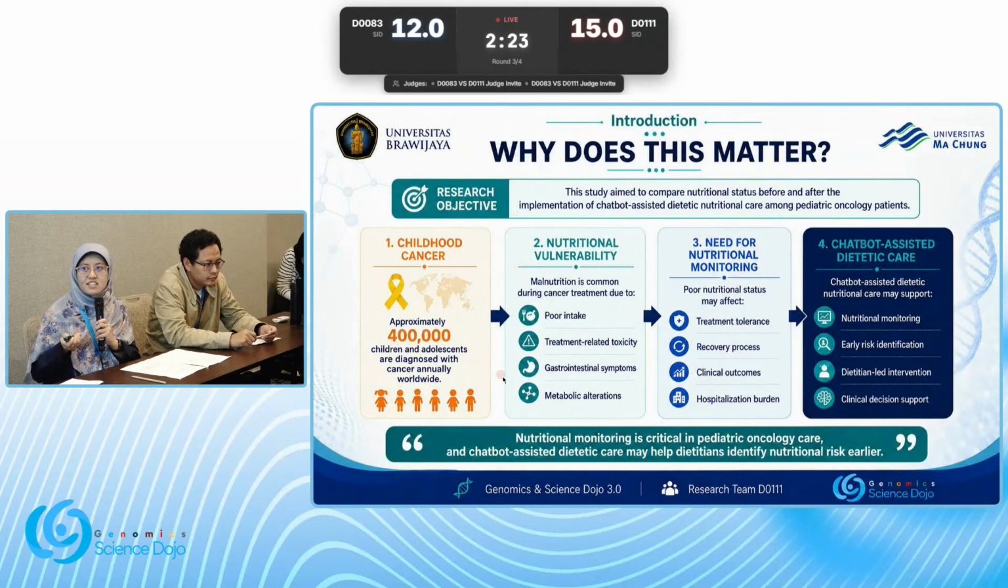Can you imagine that every year 400,000 children are diagnosed with cancer? When they get cancer, there is nutritional vulnerability such as poor intake, changes in metabolism, and gastrointestinal symptoms such as nausea and vomiting. Therefore, they have a risk of malnutrition, poor treatment tolerance, a long recovery process, and other clinical outcomes. That's why we created a chatbot to assist the dietitian in nutritional monitoring, early identification of malnutrition risk, leading the intervention, and clinical decision support.